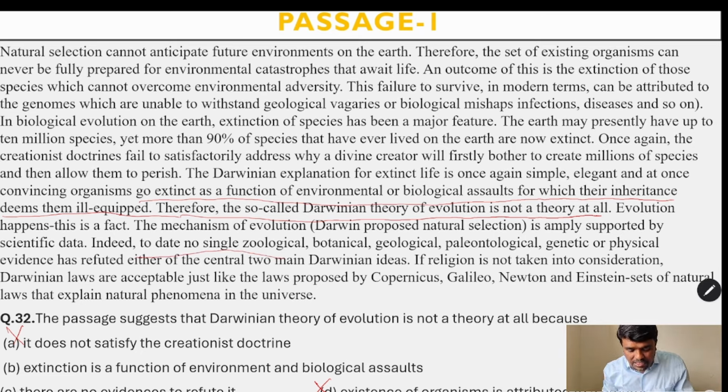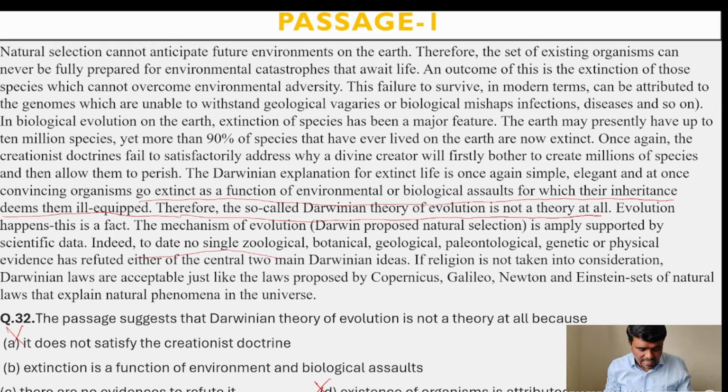Indeed, to date, no single zoological, botanical, geological, paleontological, genetic, and physical evidence has refuted either of the central two main Darwinian ideas. Darwinian ideas means two. One is natural selection, the other one is what is that? I forgot to mention that. Oh yeah, survival of the fittest. Okay, so these are the main ideas of Darwinian theory. So there is no refuted idea against this.